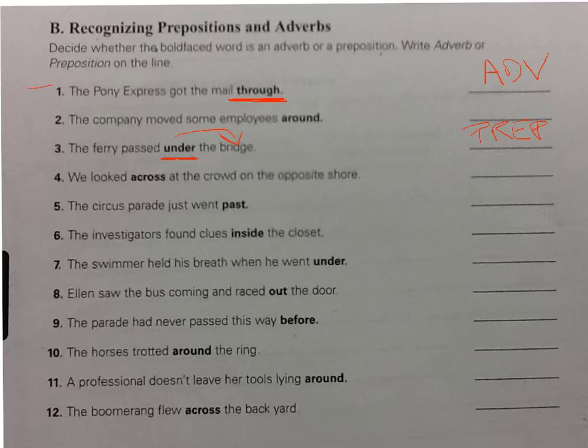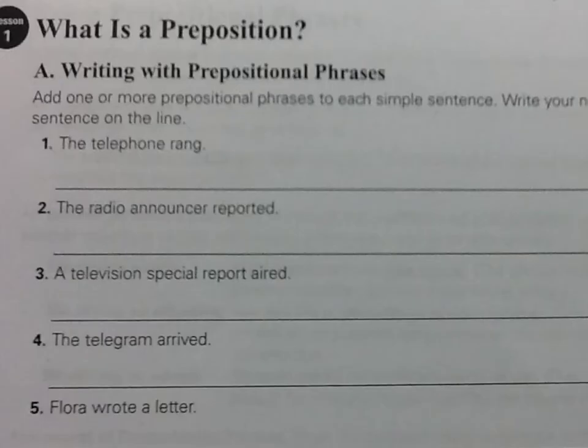So if you can answer the question through, under, around, inside, what, that makes it a preposition, but if it does not have an object and it does not have a prepositional phrase, that makes it an adverb. So now I want you to pause the video, go ahead and do the rest of these questions, and I'm going to move on to the next exercise.